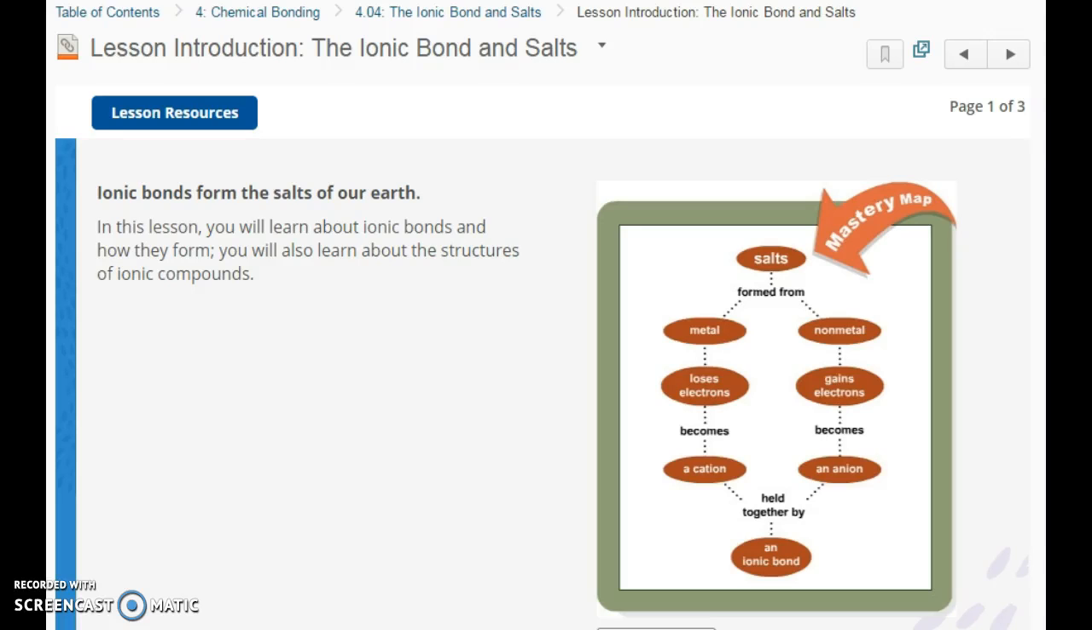Hi Chemistry, Mrs. KJ here, going over lesson 4.04, the ionic bond and salts. Ionic bonds form the salts of our Earth. In this lesson you will learn about ionic bonds and how they form. You will also learn about the structures of ionic compounds.